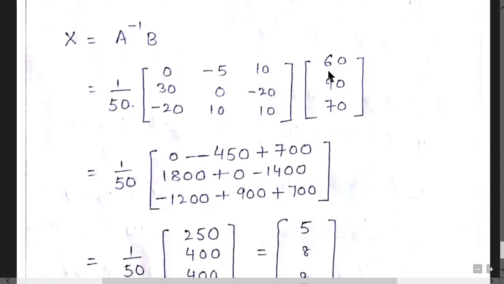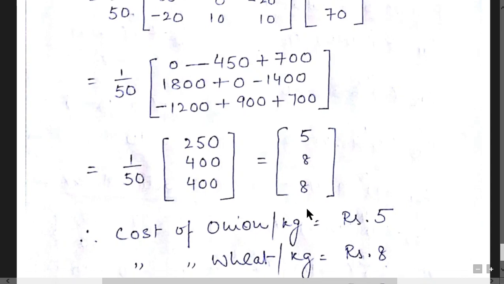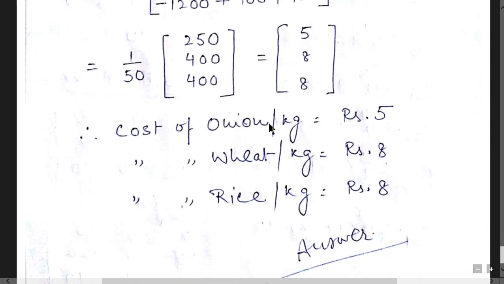Now multiply, it's 0, minus 450 plus 700, then 1800, 0 and 1400, then 1200, 900 and 700. It's 250, 400 and 400. When divided by 50, it will give us 5, 8 and 8. It means the cost of onion per kilogram is rupees 5, the cost of wheat per kilogram is rupees 8, and the cost of rice per kilogram is rupees 8.